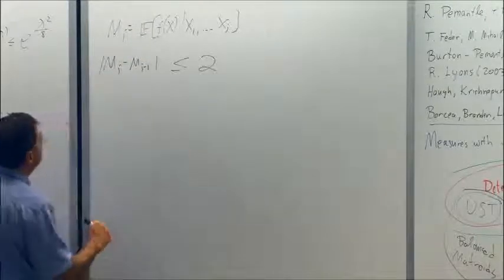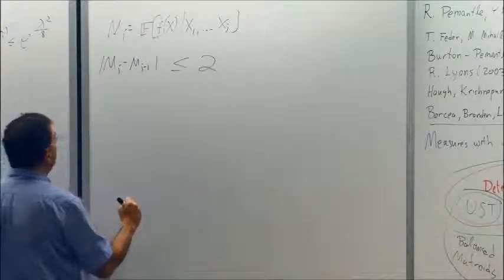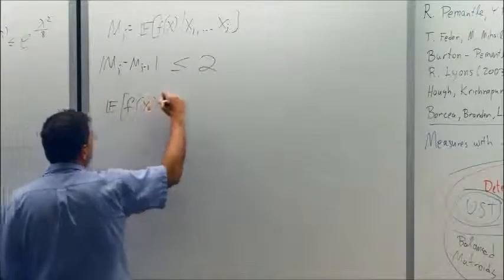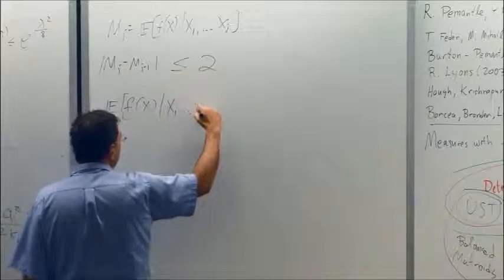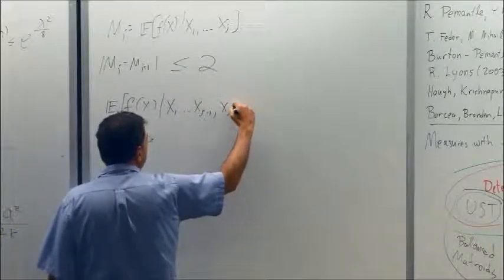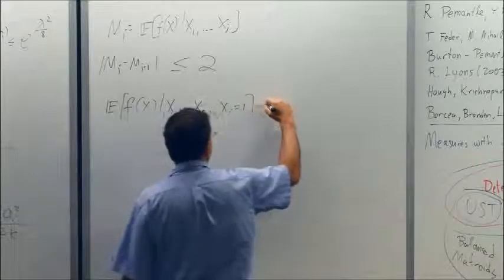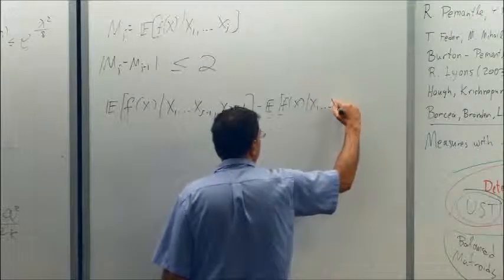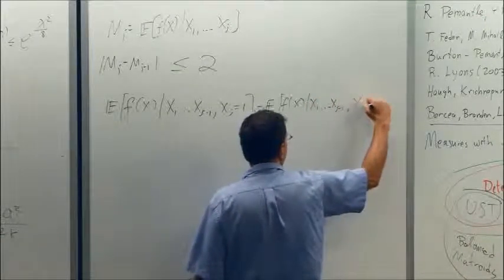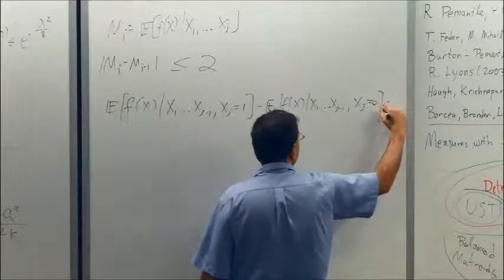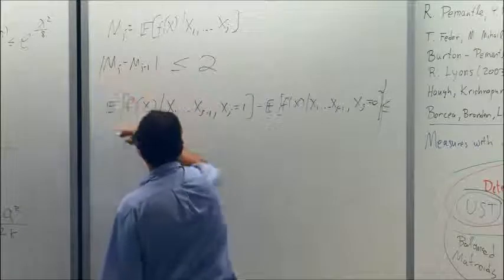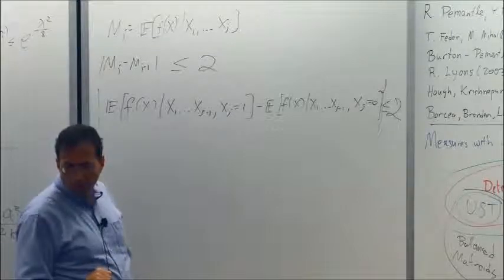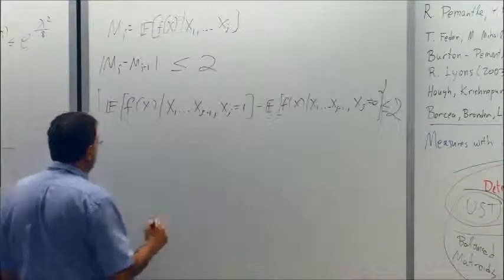Well, here's the definition of Mj. To bound this difference, it's just enough to bound the expectation of f of x given x1 up to xj minus 1 and xj equals 1, minus the expectation of f of x given, again, the same values of x1 up to xj minus 1, but xj equals 0. If we bound this by 2, the other inequality will just immediately follow.